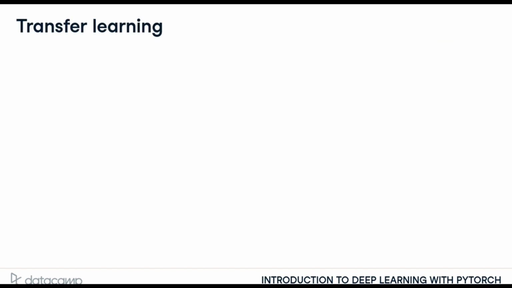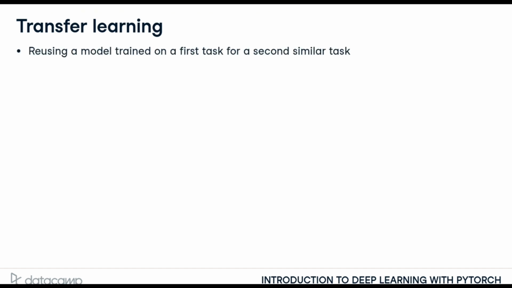In practice, engineers are rarely training a model from randomly initialized weights. Instead, they rely on a concept called transfer learning. Transfer learning takes a model that was trained on a first task and reuses it for a second task.